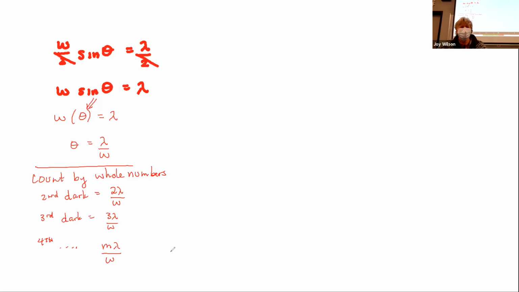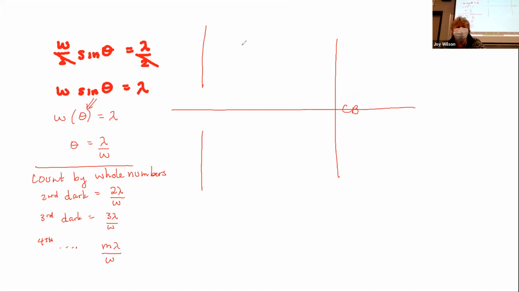Standard Physics 1. So we're going to count by whole numbers. This is just a review of what we've done. And then in addition to that, here's what we're looking at. Here's our central bright. Here's the exact middle of our slit. So I'll expand that to make it a little bit more obvious. If I have a wavelength here, and this wavelength over here, and this is my first dark, the triangle that I need to be working with is this triangle.